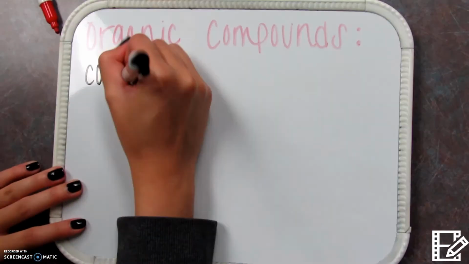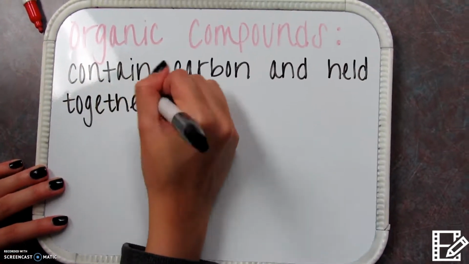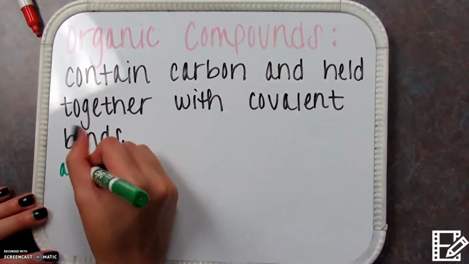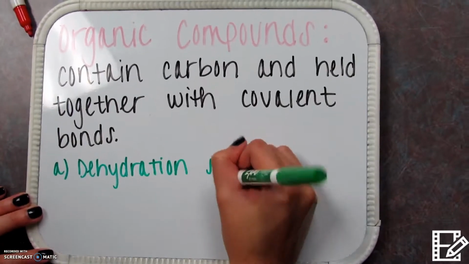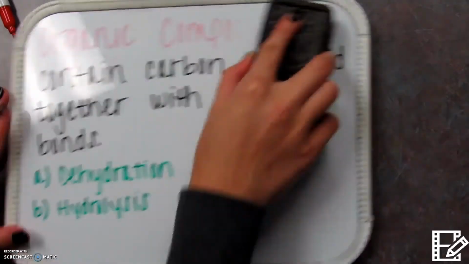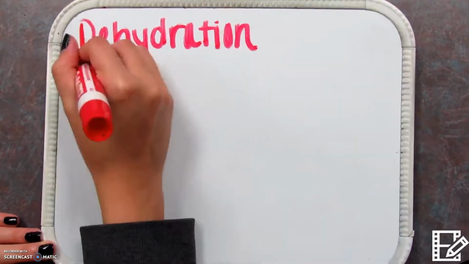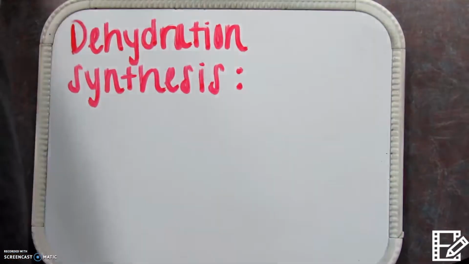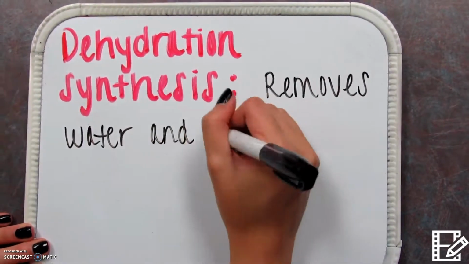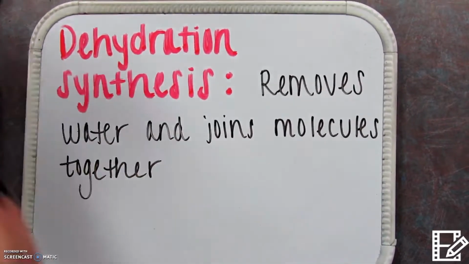The next part of this section is organic compounds. They contain carbon and are held together with covalent bonds. This section has 3 parts to it, and the first part is dehydration synthesis and hydrolysis. Dehydration synthesis removes water and joins molecules together. For example, lipids are put together by dehydration synthesis.